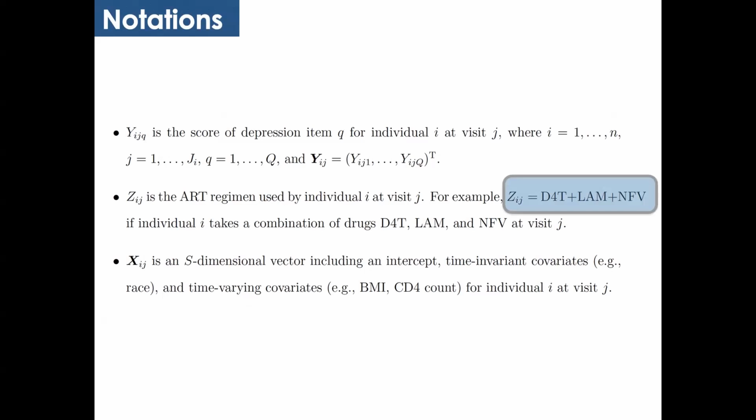So we can see this is not a regular Euclidean, binary vector type of thing. The Z here is the key part of our model we need to address, because it's a drug combination. And X_ij is just other covariates we need to consider, for example, time-invariant covariates like race, and time-variant covariates like BMI and CD4 counts.